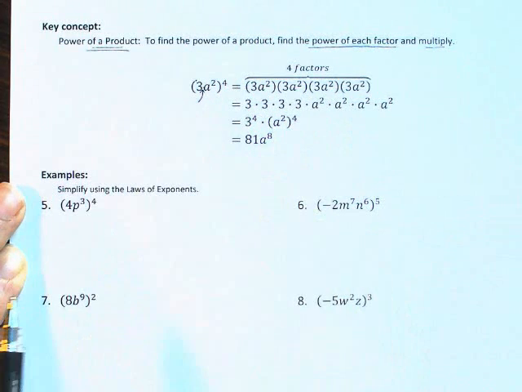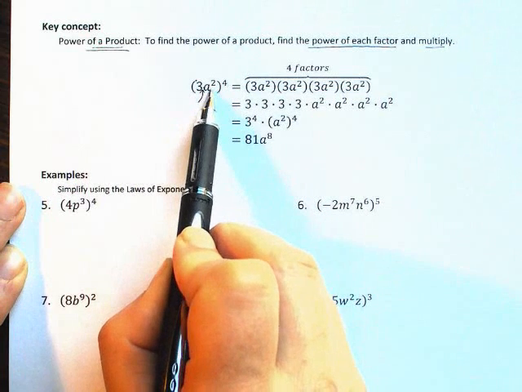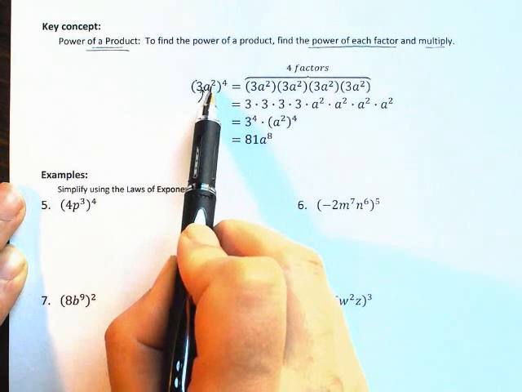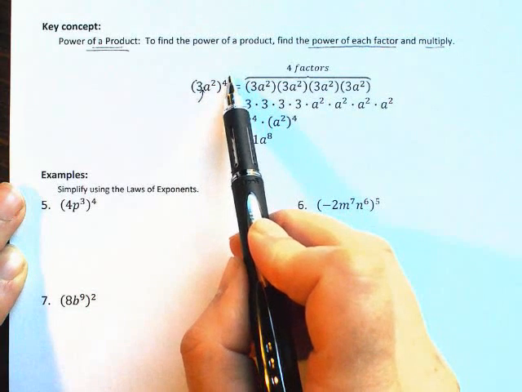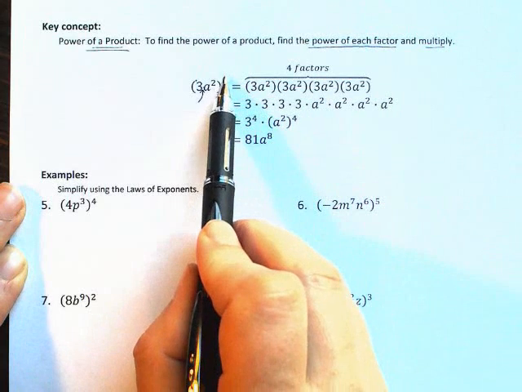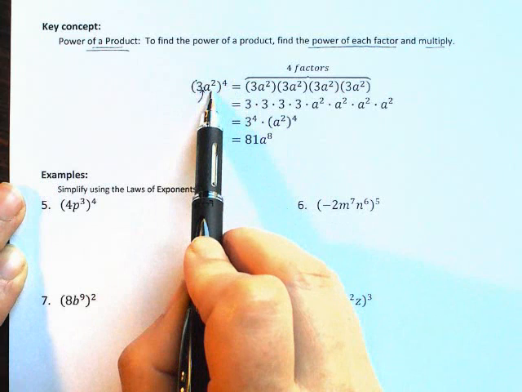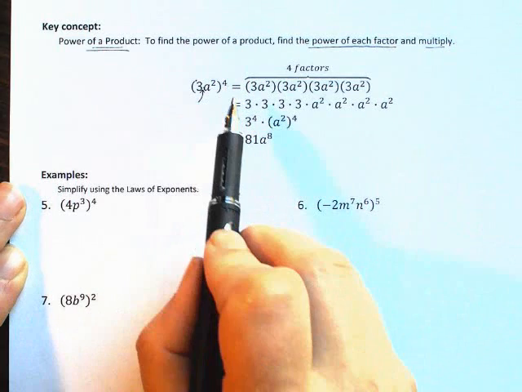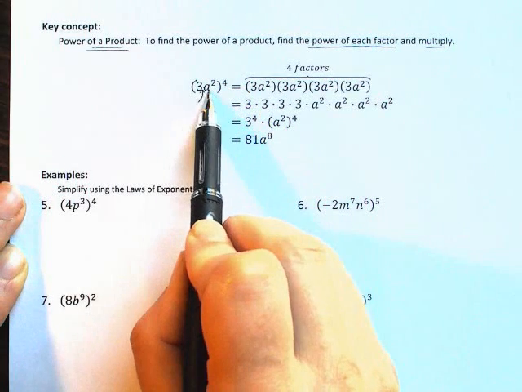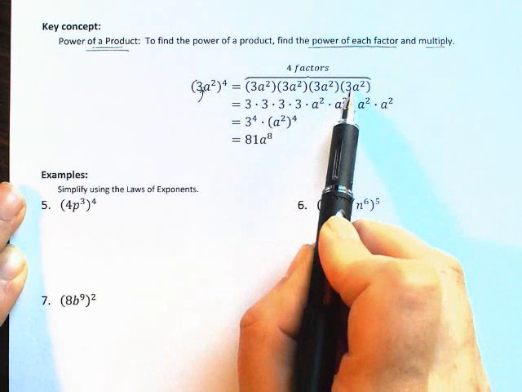Okay. So how do you do that when you have something so complicated? Multiple things in the parentheses, possibly an exponent in the parentheses, and then on the outside of the parentheses, another exponent. How can you simplify such a complicated looking math expression? What's being shown here is the meaning of having 3a squared raised to the 4th power. It means you have 4 of these things. And here it's written out 4 times.